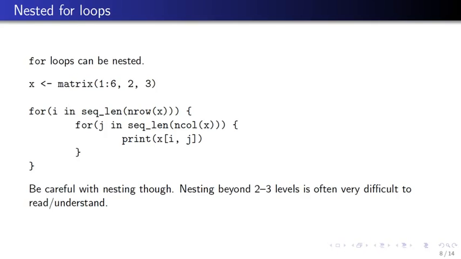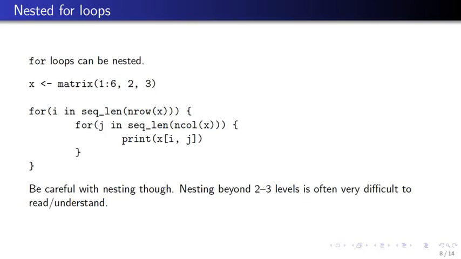seq_len takes an integer, which in this case happens to be the number of rows in x, and then it creates an integer sequence out of that. So this particular matrix has 2 rows, and so it's going to create the sequence 1 to 2. Similarly, the nested loop with the j index is using the number of columns to create a sequence. So this matrix has 3 columns, and so the seq_len function is going to create an integer sequence 1 through 3. So this doubly nested for loop is basically printing out all the elements of the matrix.